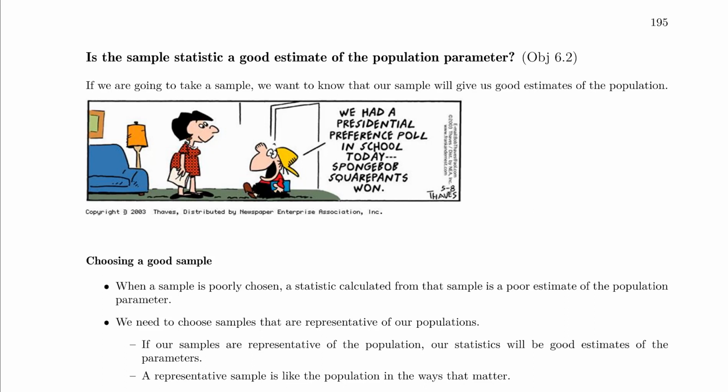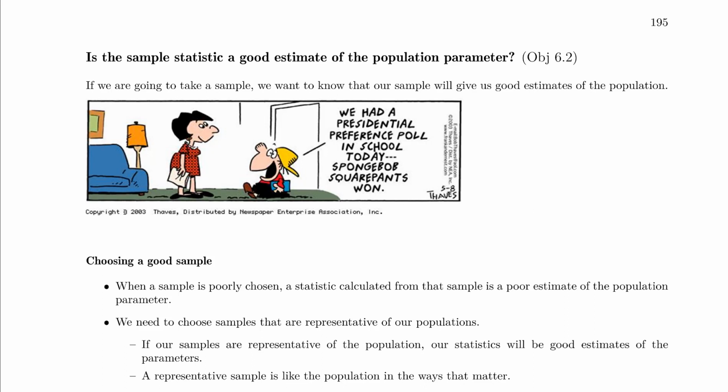So for a laugh, here we go. We had a presidential preference poll in school today and SpongeBob SquarePants won. Okay, obviously silly, but it illustrates if you take a bad sample, you're going to get bad results. Okay, so no one's going to go ask students in a school who's going to win the next presidential election. However, people still take many bad samples in many different ways that mess up their results.